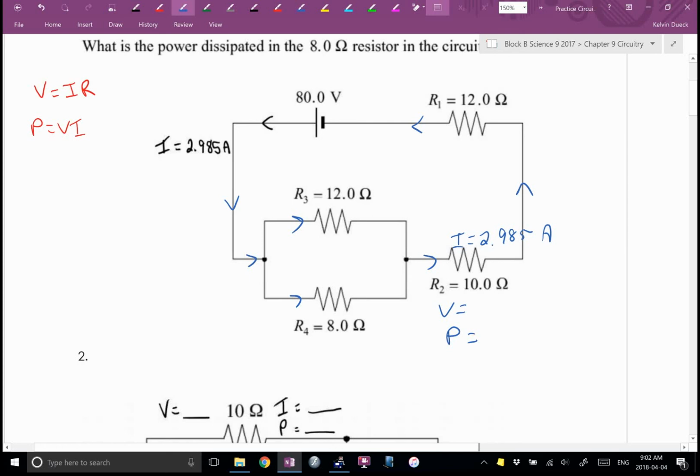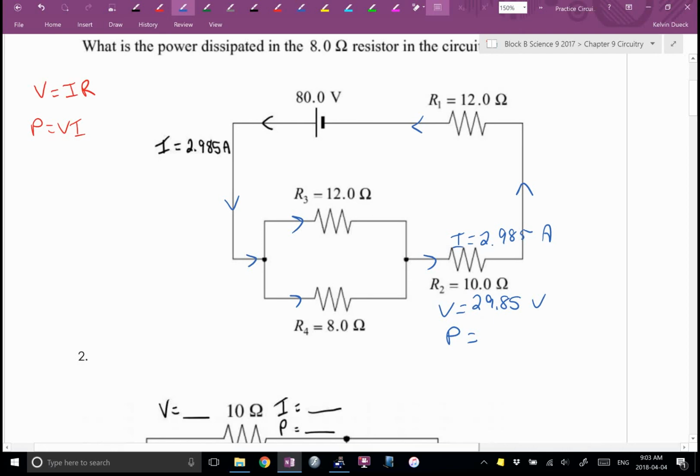So volts, it's going to be I times R. Now you can use your calculator. This times 10, I think 2.985 times 10, isn't it going to be 29.85? Double check me if you want, but I'm pretty sure. Yes? Yeah.